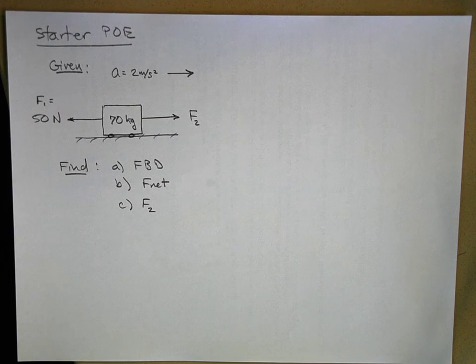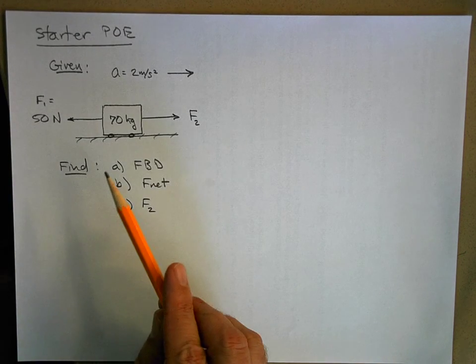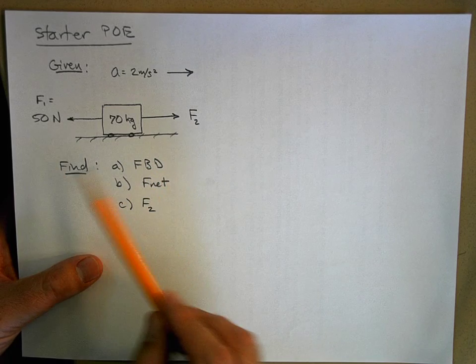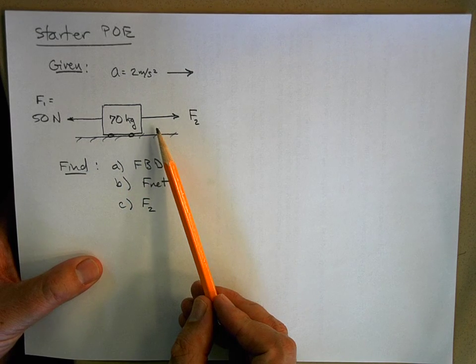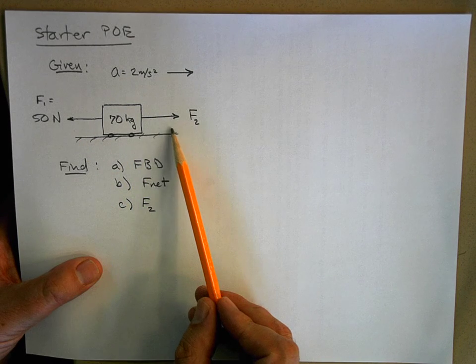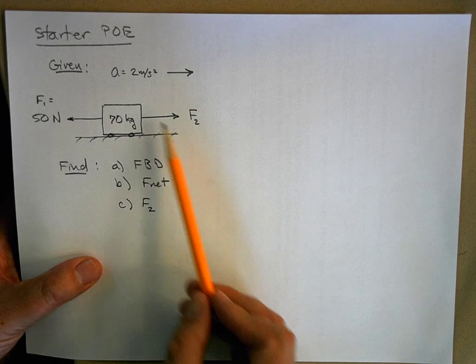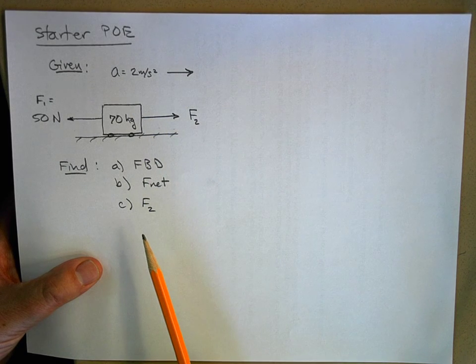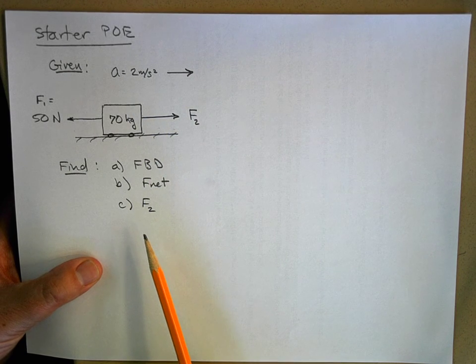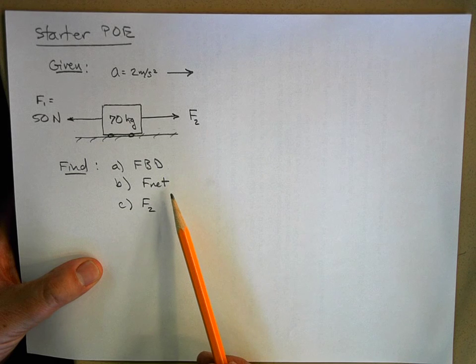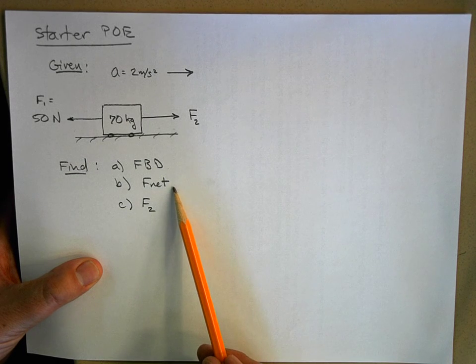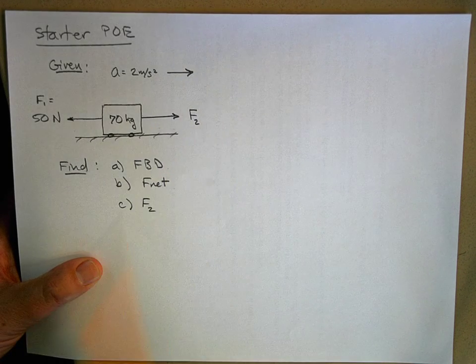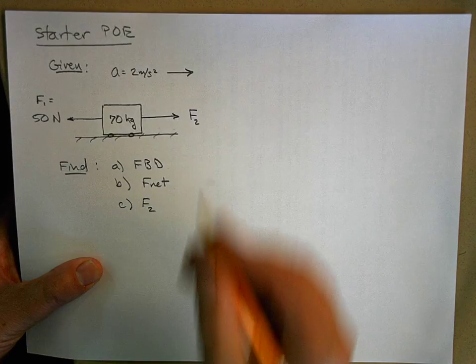So the problem here is this. You're given a 70 kilogram crate, and we've got two forces pulling on it, a 50 Newton force and an unknown force. We know the object is accelerating to the right at 2 meters per second squared. So let's draw a free body diagram of this. Tell me what the net force is on the object and what must be the value of F2.